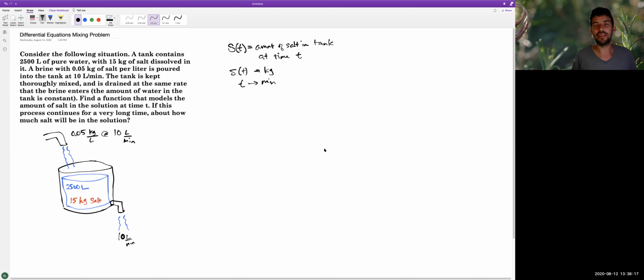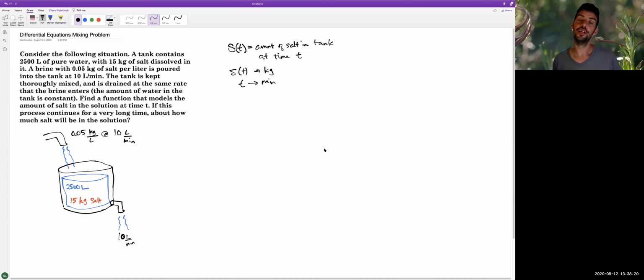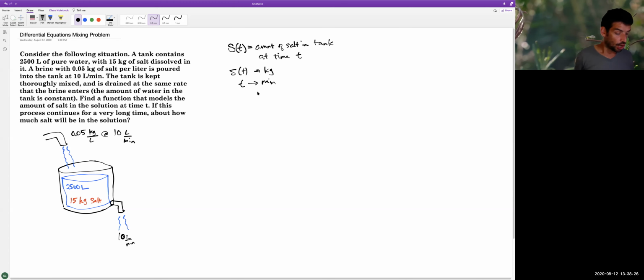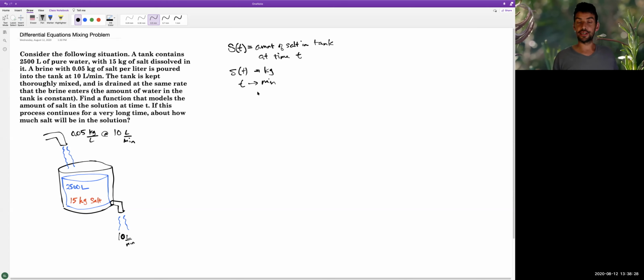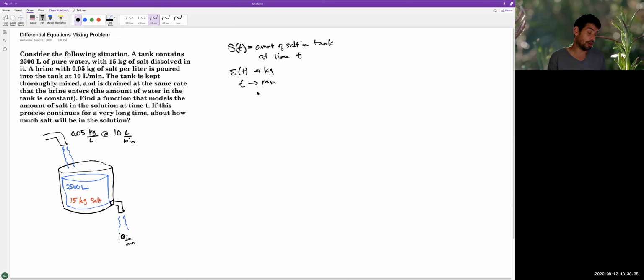So probably that's going to be easiest than having to switch it to some other time increment. And then the problem didn't ask us to do anything in particular around that. Okay, how do we start coming up with this function? How much salt is in a tank at any particular moment, right? We know how much is there at the beginning.